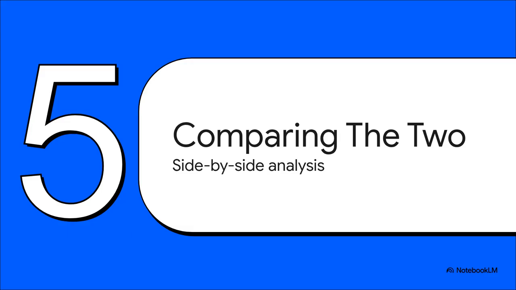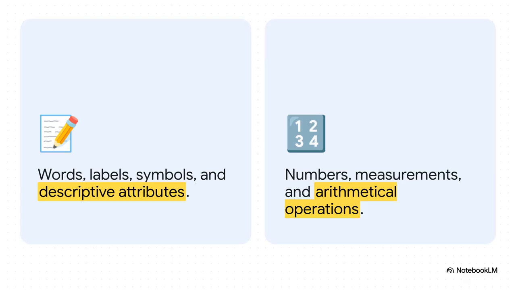Bringing it all together, let's look at Section 5, comparing the two types. A complete, powerful data set almost always requires a seamless marriage of these two types. On one side, qualitative data provides the words, labels, and attributes. On the other, quantitative data provides the numbers, measurements, and countable scale. In practice, you rely on the quantitative numbers to calculate performance and track growth, but you absolutely depend on the qualitative attributes to filter, group, and contextualize those calculations.